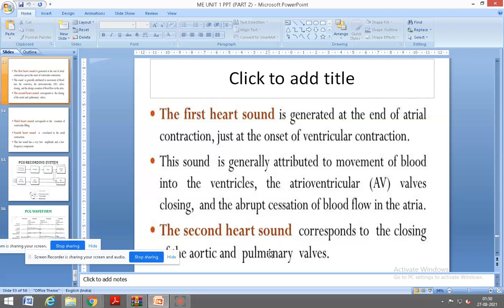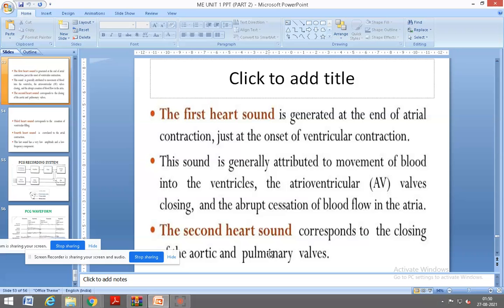This sound is generally attributed to the movement of blood into the ventricles, the atrioventricular valves closing, and abrupt cessation of blood flow in the atria. The blood will move from atrium to ventricle. During that period, the atrioventricular valve, which is present between the atrium and ventricle, will be closing and opening. That will be heard as the first heart sound.